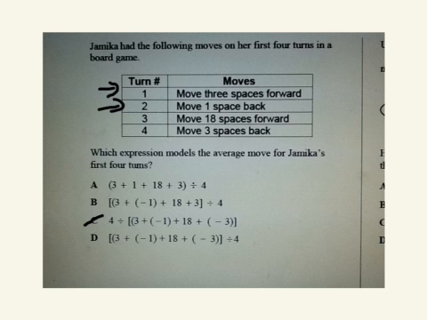If I'm moving back, that means I'm going to the left, I'm going to subtract. So now I'm down to B and D, and I can cross A off. It says move 18 spaces forward. My remaining answers both have positive 18, and then it says move 3 spaces back. Do both of these answers have negative 3? No. D would be my answer.